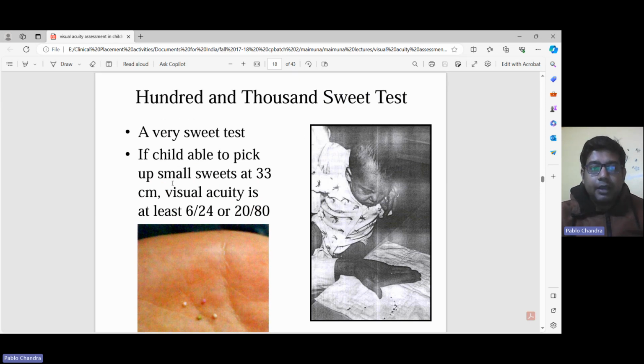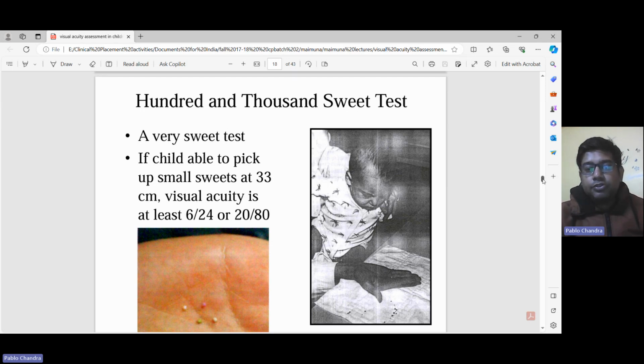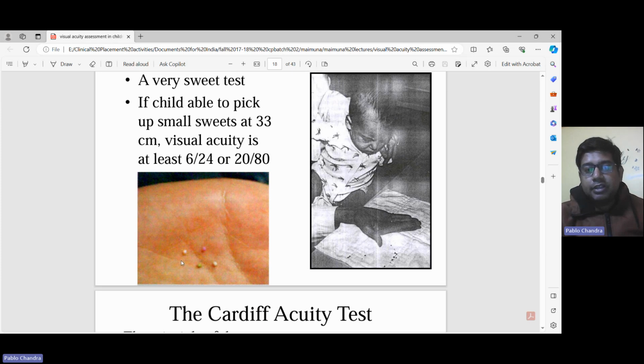If the child is able to pick up small sweets at 33 centimeters, visual acuity is 6 by 24 to 20 by 80. So you have to show some sweets like this. You can see them in the palm, and you have to ask the child to pick up the sweets. If the child can pick up the sweet, then you can tell that the child's visual acuity is normal. These are all games, and if he can pick up from 33 centimeters, you can tell that the child's visual acuity is 6 by 24 or 20 by 80. So this is one test.